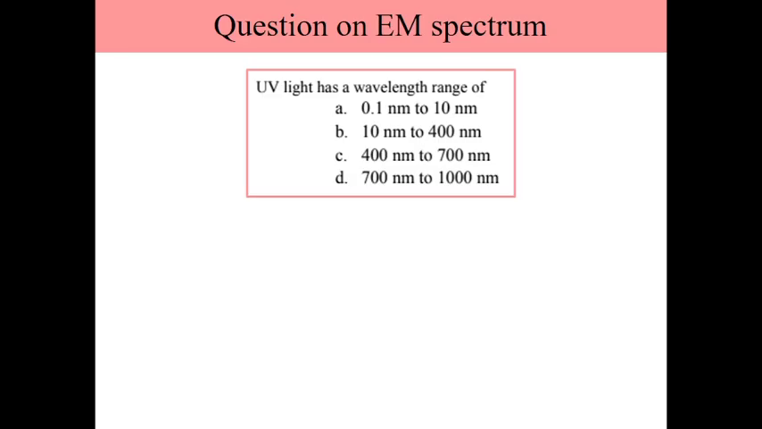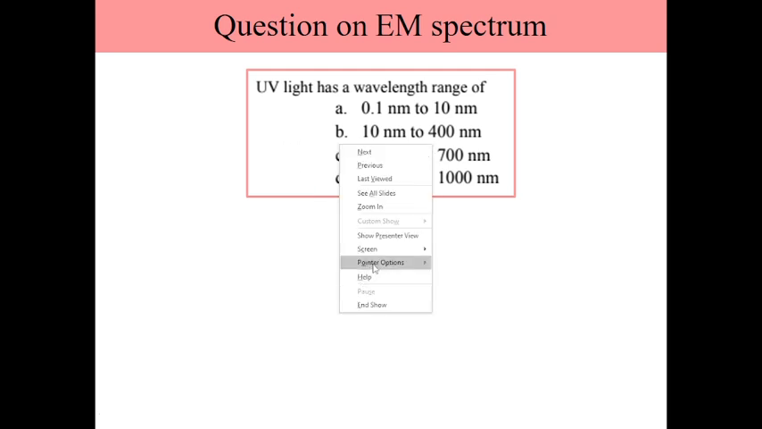So the first question is, UV light has a wavelength range of 0.1 nanometers to 10 nanometers, then 10 nanometers to 400 nanometers, 400 to 700 nanometers and 700 nanometers to 1000 nanometers. Now firstly, when you see this question on paper, you will feel like this is something that I will have to mug up, I better skip this. But do not skip this because this is a very direct question.